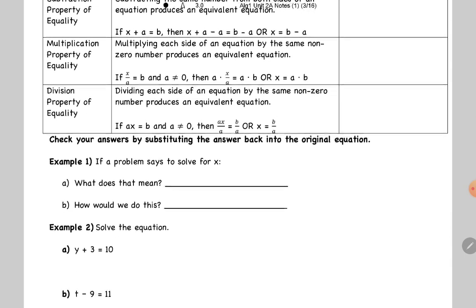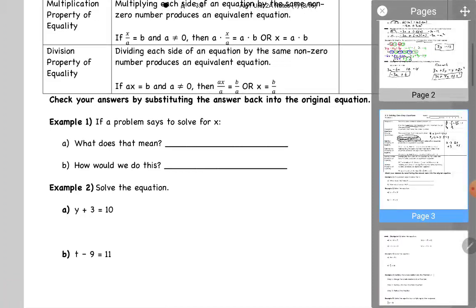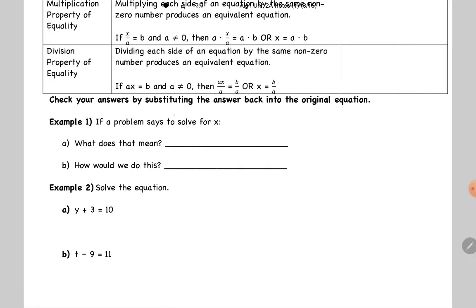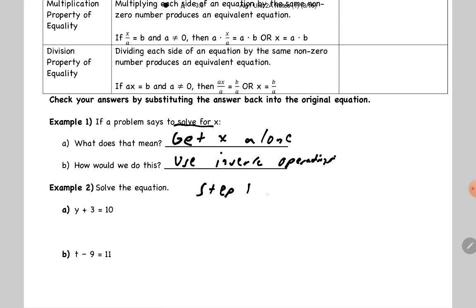So let's do some examples here. You're going to be running into problems in the book, and it says solve for x. And what does that mean? Well, we want to know what x is, but in algebra, we want to get x alone. And we use inverse operations to do this. Alright, so step 1, most likely you'll be pulling problems from the book. So step 1, rewrite the equation. So let's say step 1 is complete.